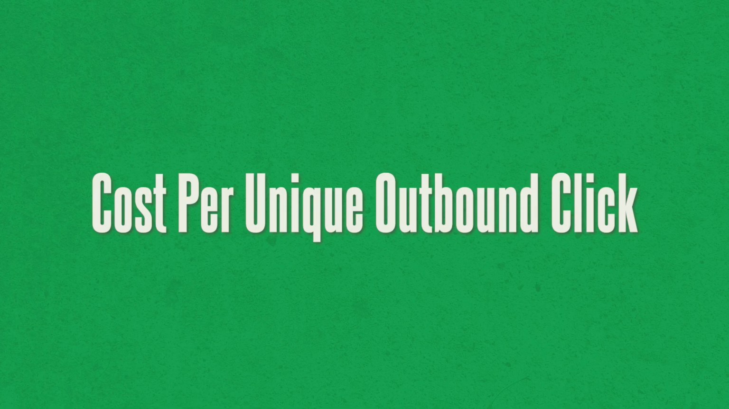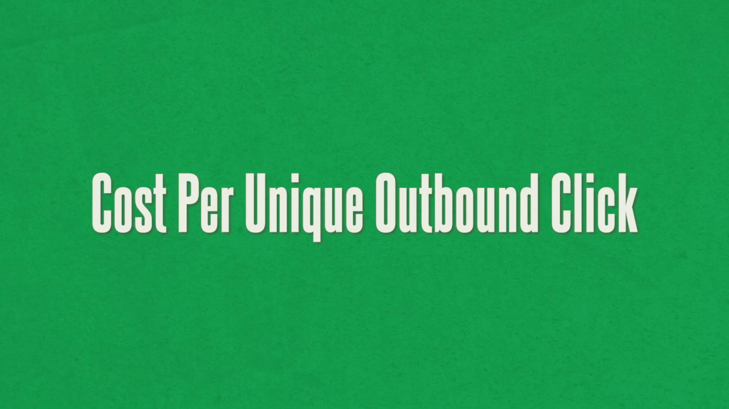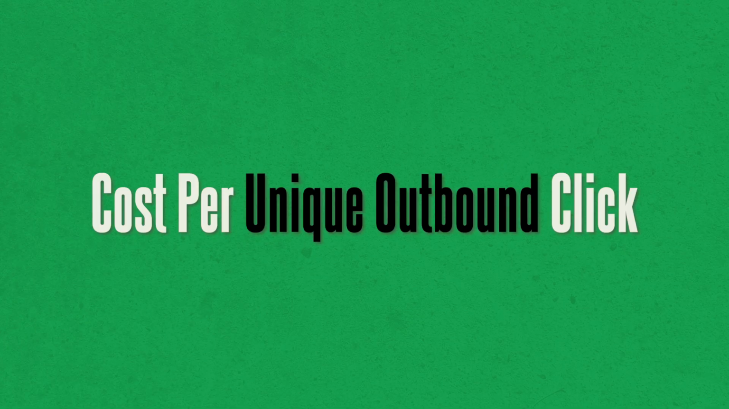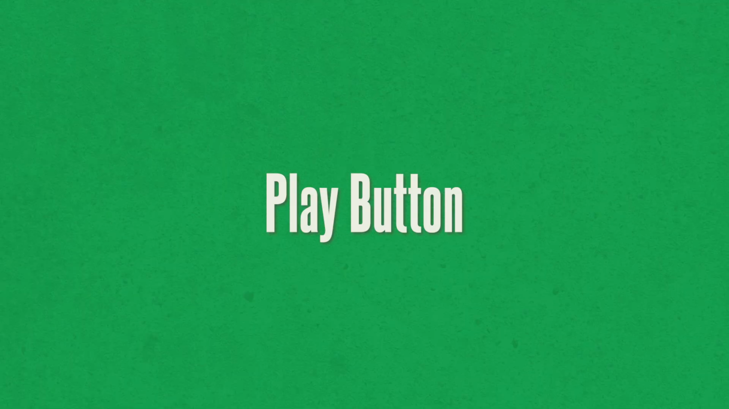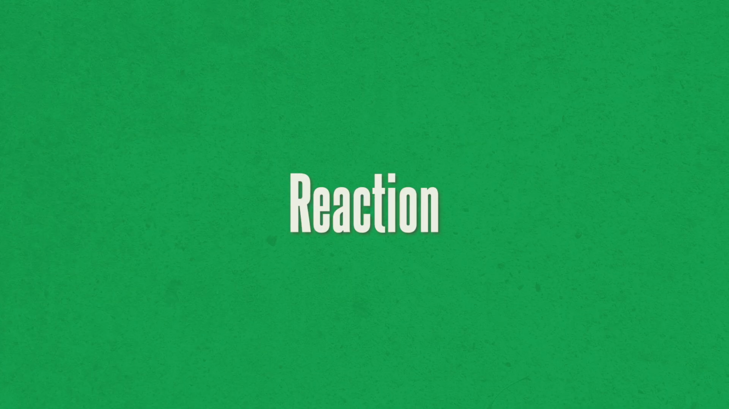First is cost per unique outbound click. This is the number of people that click on your ad and leave Facebook or Instagram. Don't get this confused with cost per click, because that is any click on the ad, clicking the play button, clicking see more, or leaving a reaction. However, for the rest of this video, I'm going to refer to it as cost per click because I don't want to have to say cost per unique outbound click. It's just too much. This metric is the key indicator for the performance of your actual ad.